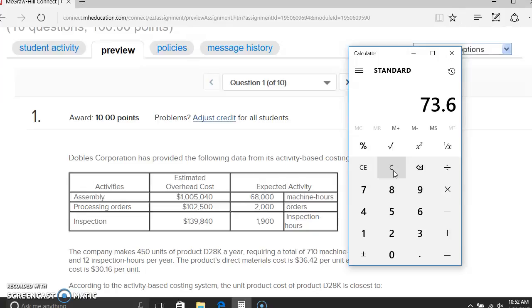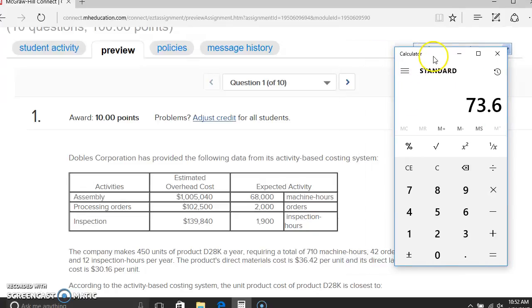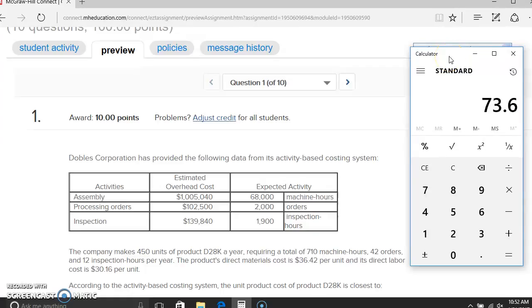Now that we have our overhead rates, we can predict the total cost of the 450 units. For 450 units, they're going to require 710 machine hours. We know our cost per machine hour, so let's calculate that. 710 times 14.78 is $10,493.80. We are also anticipating 42 orders.